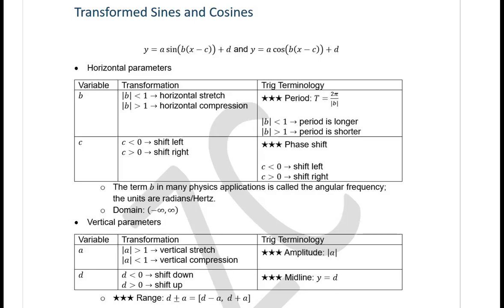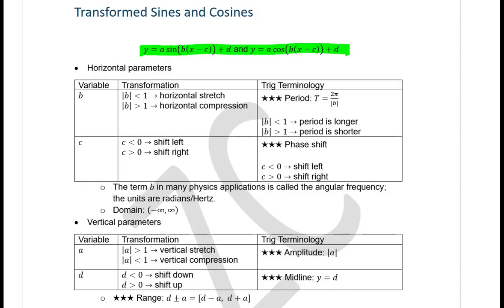So in this video, I will start talking about the general form for transformed sine and cosines, the important parameters that we need to keep track of and memorize. So here is our general transformed versions of sine and cosine. These two: a times sine of b times x minus c plus d, or change that sine to a cosine.